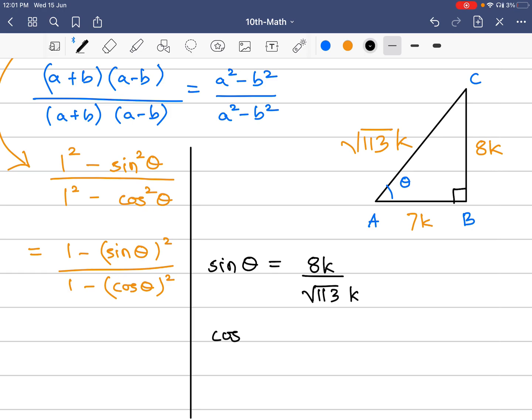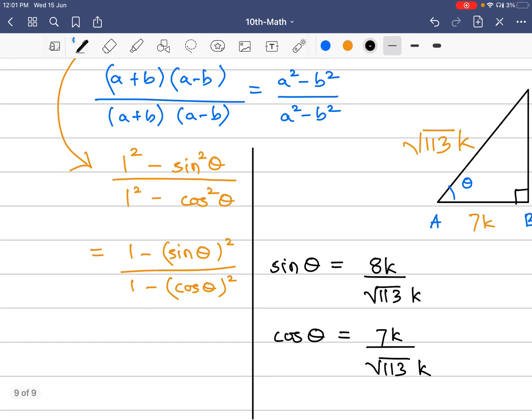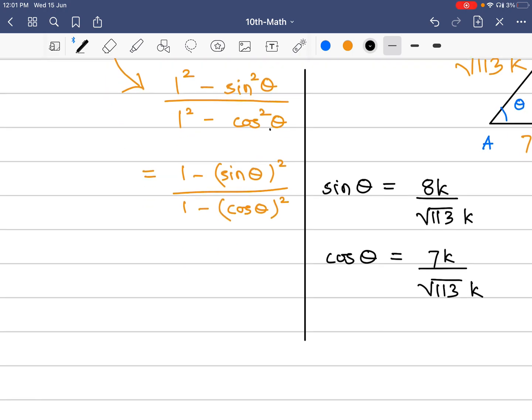And then we have cos theta. Cos theta is equal to, once again, this is the angle of focus, so adjacent side will be AB divided by hypotenuse. Adjacent divided by hypotenuse, so cos theta will be 7k divided by hypotenuse, which is again under root of 113k. Now let's substitute these values here.